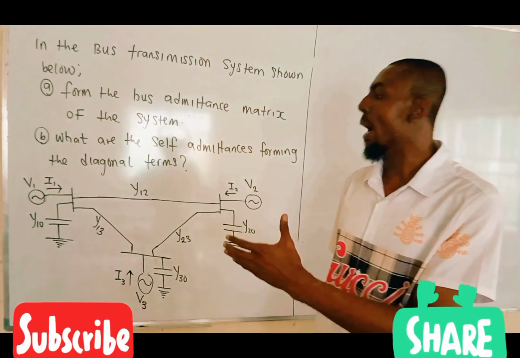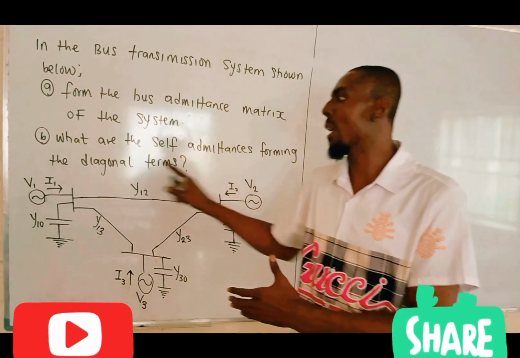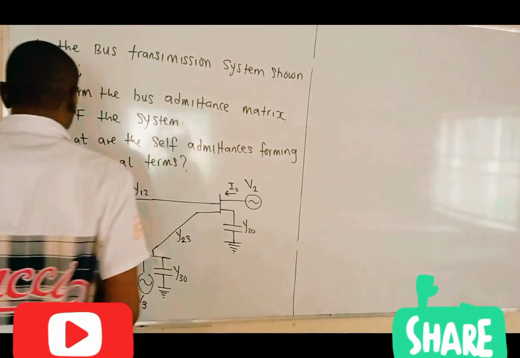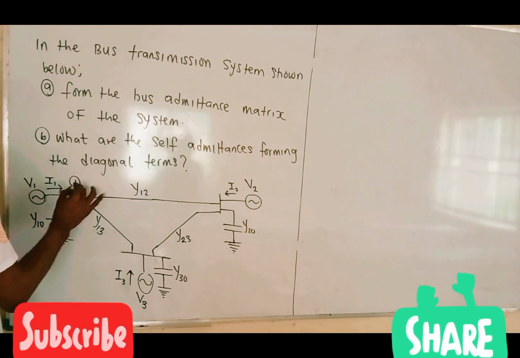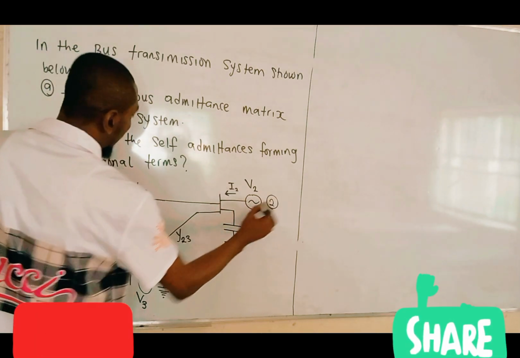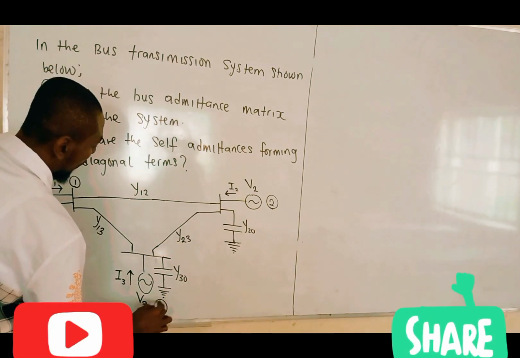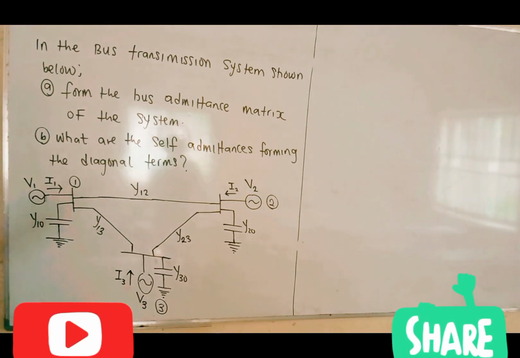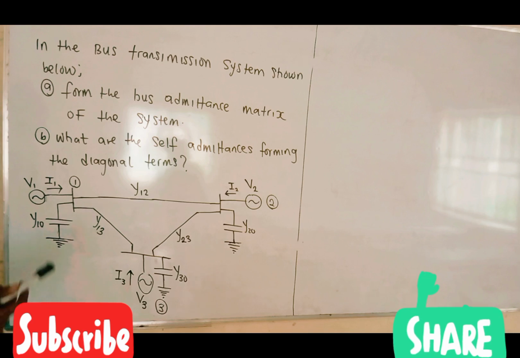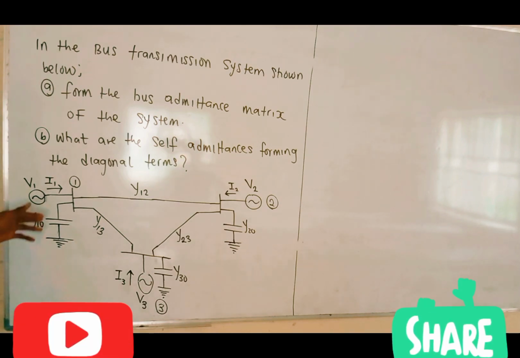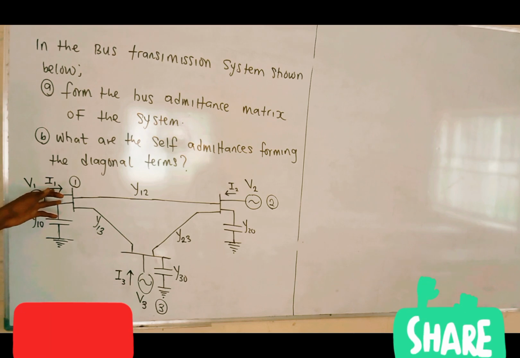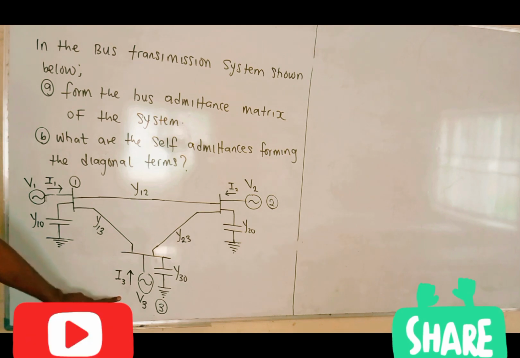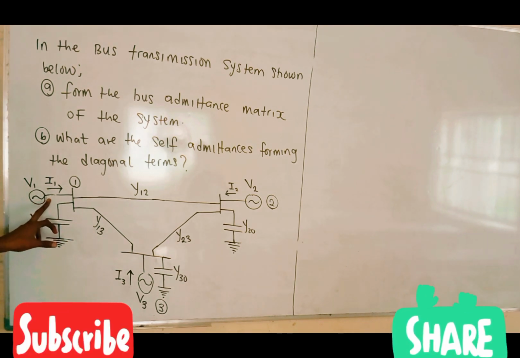So today what we have here is a 3-bus system. We have bus 1 here, bus 2, and bus 3. To form the bus admittance matrix, the first thing we do is write the current equation for the current in the first bus, the second bus, and the third bus. So that's the current entering the first bus, I1.